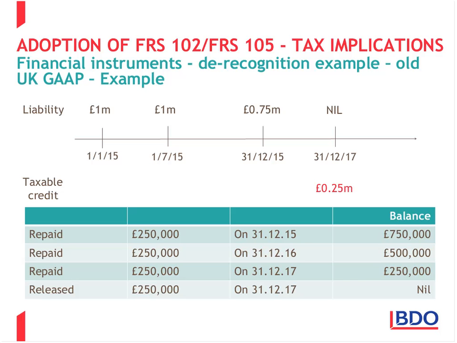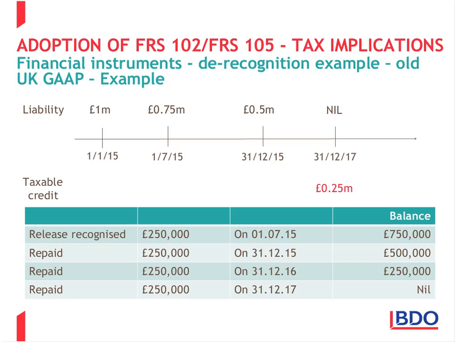This would then carry on through 2016, 2017, when the bank will say, you've met the conditions, we release you from the final balance. And it is only at that stage, under old UK GAAP, that the £250,000 credit would be recognised in the accounts, and accordingly, it is at that stage that the £250,000 credit would be taxed.